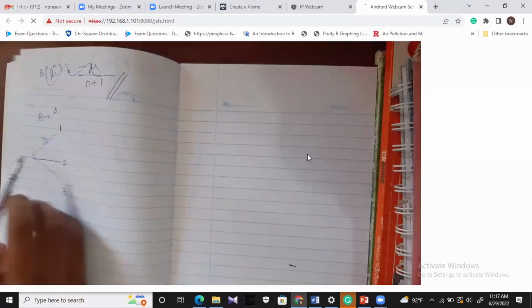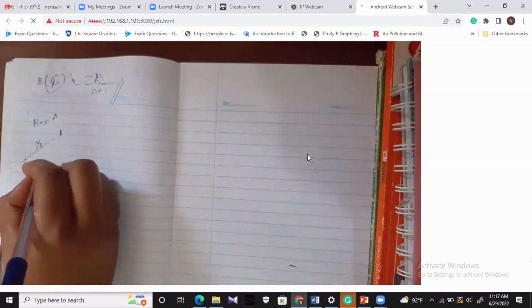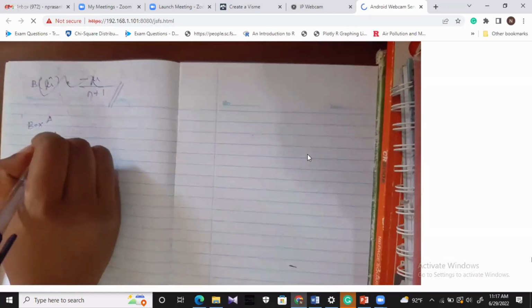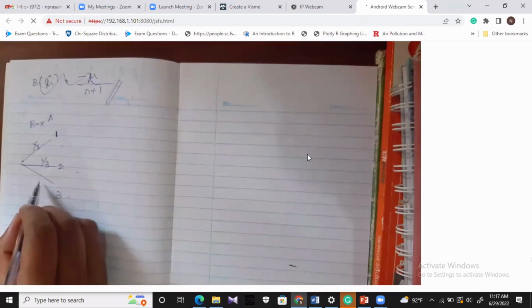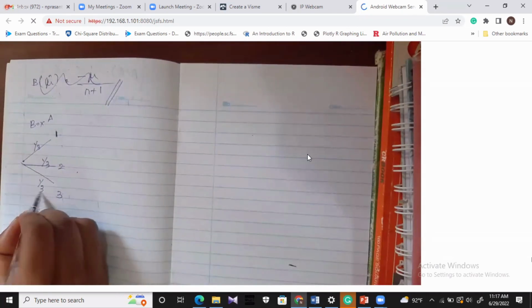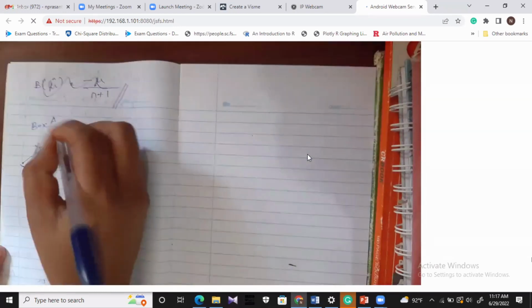You should put this probability on this branch. Then the probability of getting 2 is again 1 upon 3, because out of 3 cards, we are taking only 1. Likewise, the probability of getting number 3 is again 1 over 3, right? Now let's move on to the next part of the experiment, that is taking a card from box B.